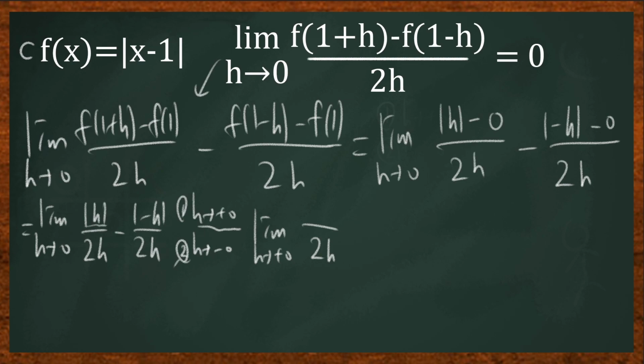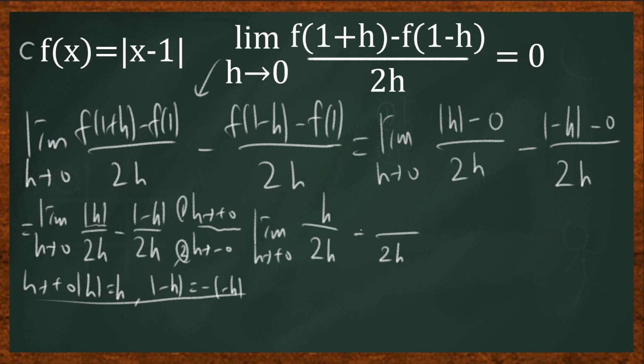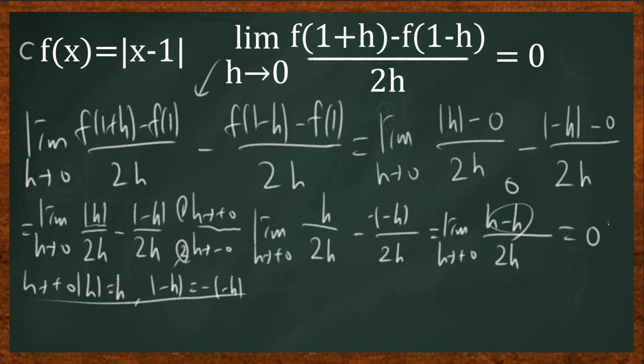If you solve the first one, it will be shown like this. Because h is approaching from the right, the absolute value of h will come out as h. But when we solve the absolute value of minus h, because h is approaching 0 from the right, it will be the minus. So it will be minus bracket minus h. So this equation will be changed into h minus h over 2h, which is 0 over 2h. And because 0 came out in the limit, it will be 0.